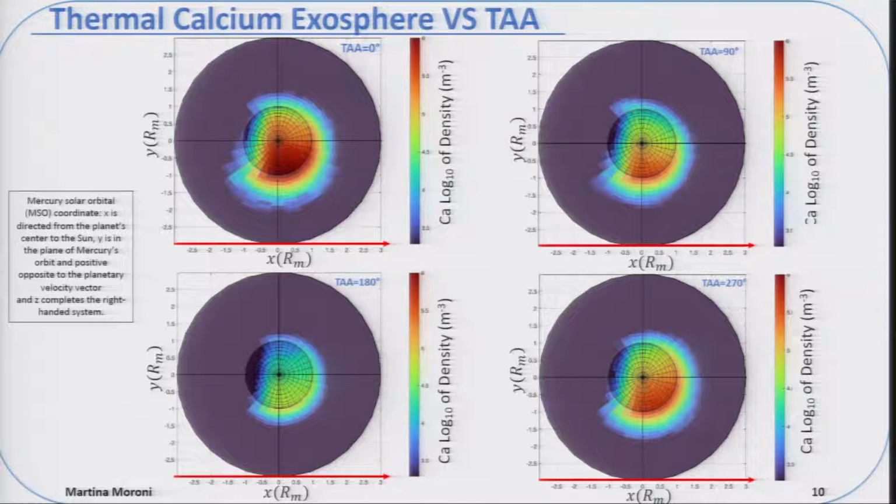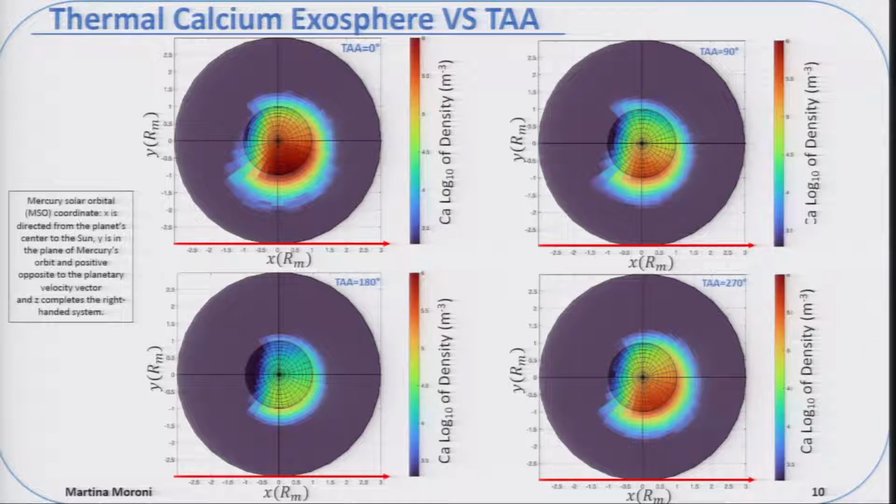We can see this better in this slide, in which I reproduce the same exosphere of thermal calcium at 4 different true anomaly angles. We confirm that for all 4 plots, there is an enhancement in this quadrant of the figure. The reason is that this is a process that depends on sunlight. So we have a peak, a denser zone, a denser area in the downside.